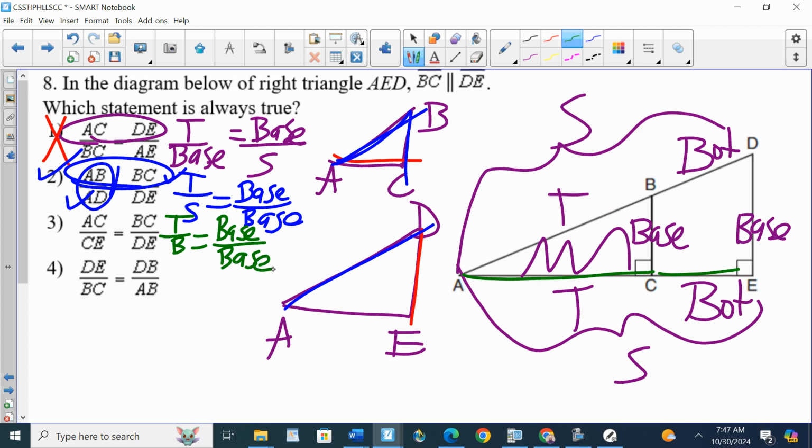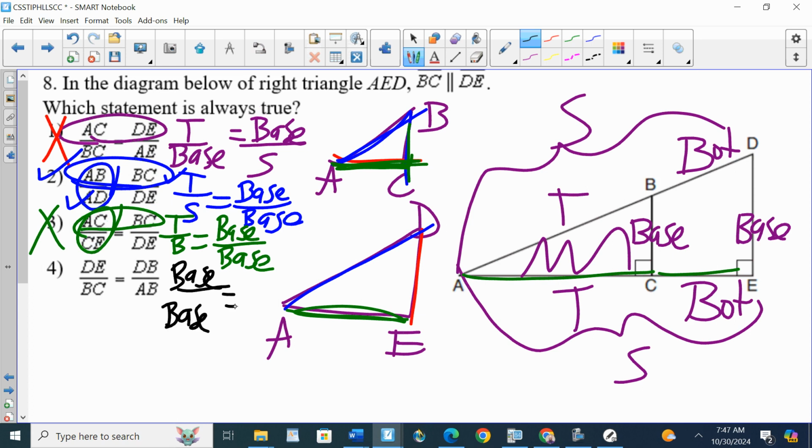So again, I've got to go back here. AC, BC, same triangle. AC, CE, nope, AC doesn't correspond to CE, it corresponds to AE. That one's out. DE is a base. BC is a base. BD is a bottom. AB is a top. It doesn't look good, but let's just go through the process. DE, DB. There is no DB in the separated triangles. That's not correct. Your answer is choice 2.